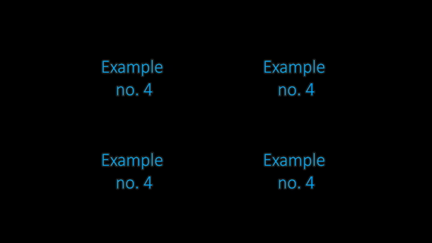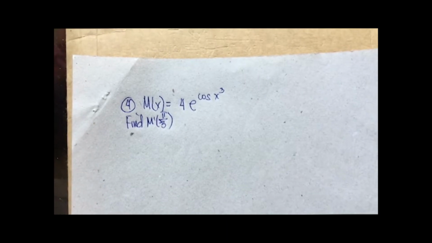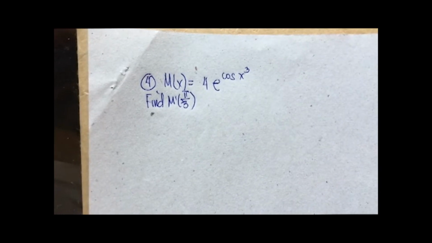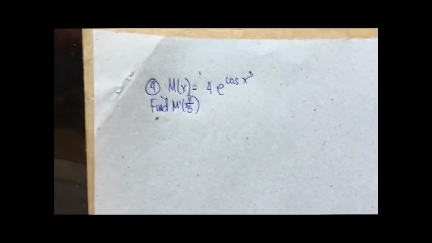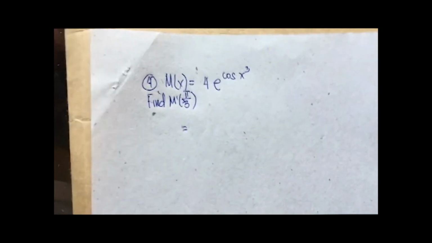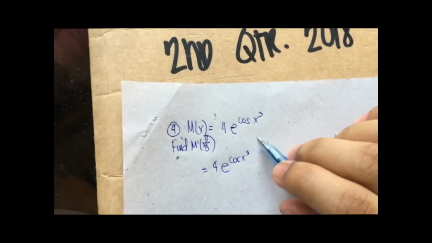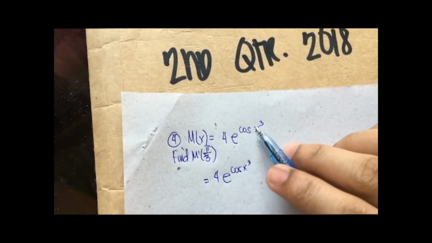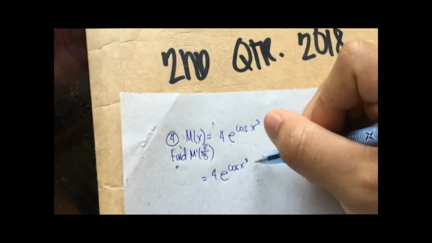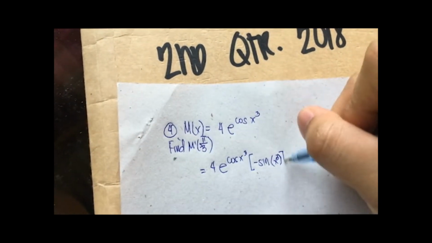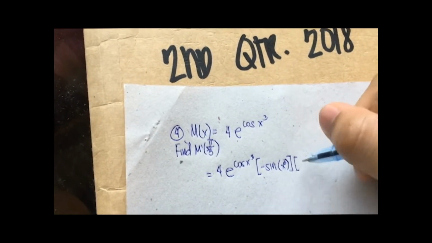Example number 4. So let's have our fourth example. We have m of x is equal to 4e raised to cos x cubed. So this is an exponential, exponential derivatives, an exponential with trigonometric derivatives. So, there's a constant 4. Then, the derivative of e raised to cos x cubed is the same. But your exponent is cos x cubed, so you're going to get the derivative of cos x cubed. The derivative of cos x cubed is negative sine x cubed. And of course, the derivative of your x cubed is 3x squared.